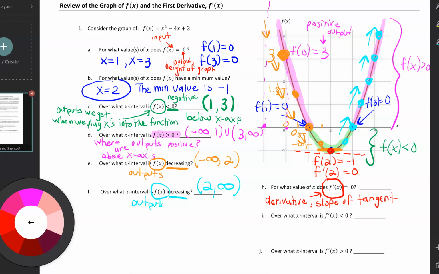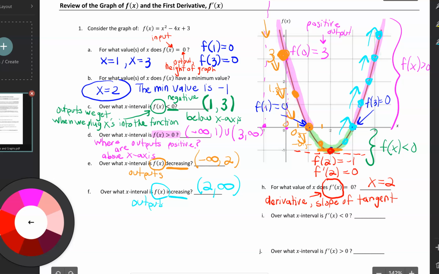If I say f of 2, that's just a point on the graph. But if I say f prime of 2, we're describing the slope of the tangent line at that point on the graph. So for what x value does the derivative equal 0? When x equals 2. So slow your brain down, read the notation.